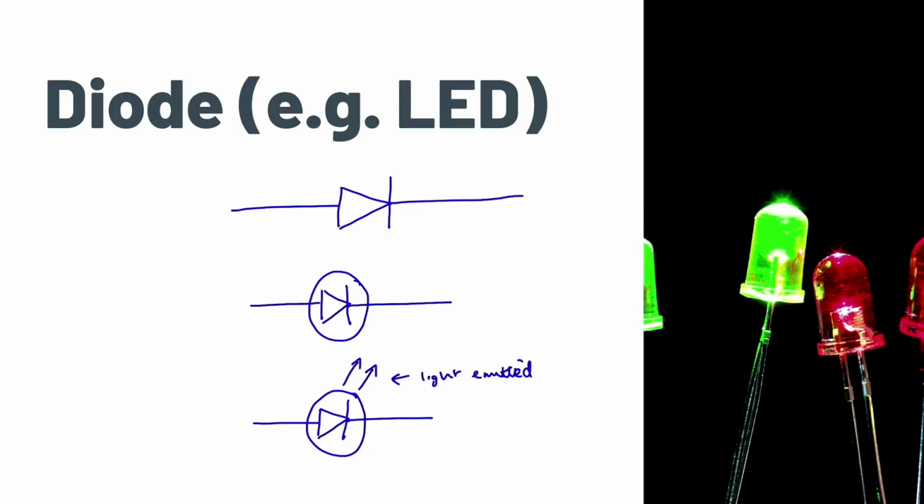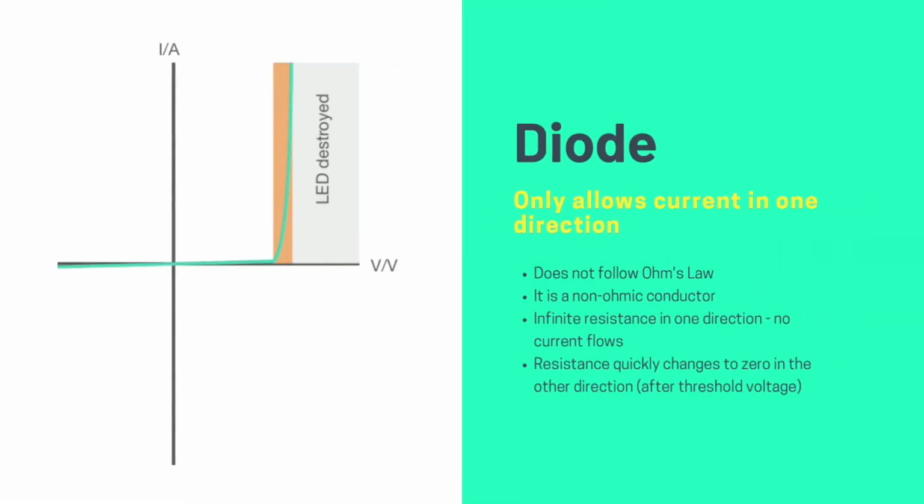One of the key symbols of this diode is this straight line here. I always use that to remind myself that current is blocked in one direction. And let's have a think what that means. Let's look at the graph for a diode.